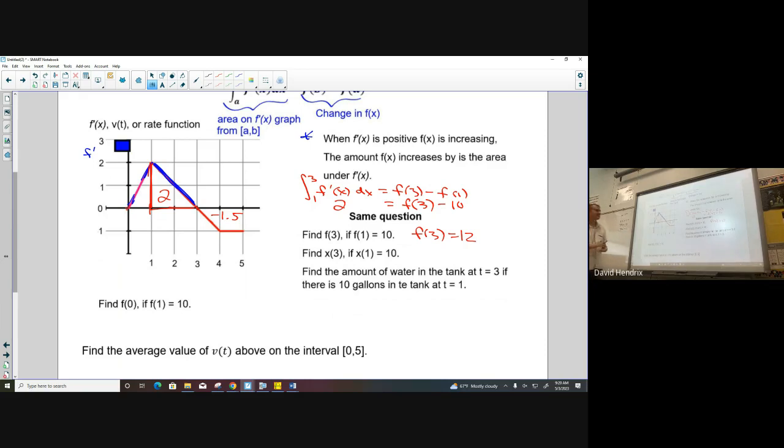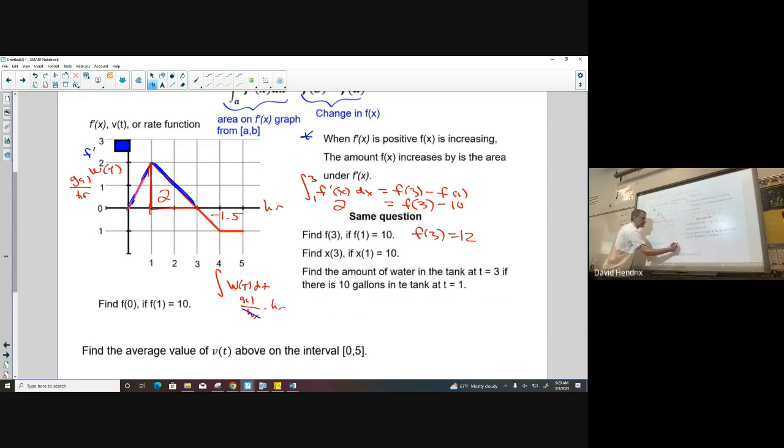The area is going to be the amount that f of x increases. And so realize if this was some sort of rate function like W of t, with some sort of rate in gallons per hour, and these are hours, if you're going to do an integral, the integral of W of t dt, this would be gallons per hour times hours.